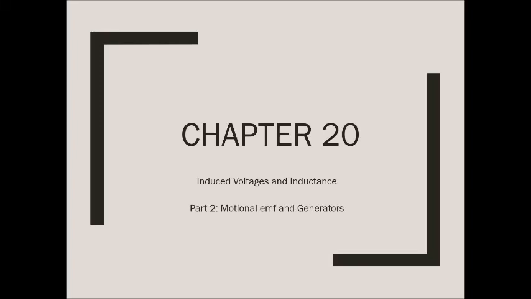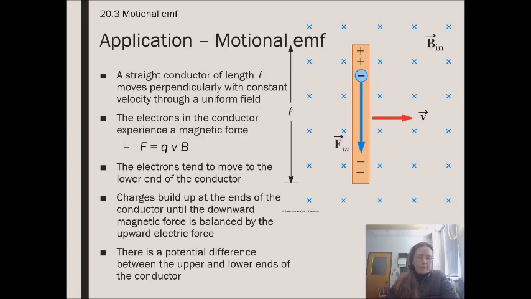In this next section of Chapter 20, we're going to talk about motional EMF and generators. So basically the uses for this generation of an EMF due to a changing magnetic flux. One application of a magnetic flux is this motional EMF, and this is basically another way to come at how we're going to generate a current with a changing magnetic field.